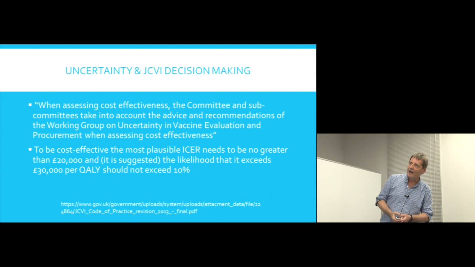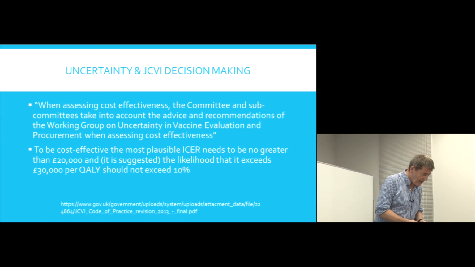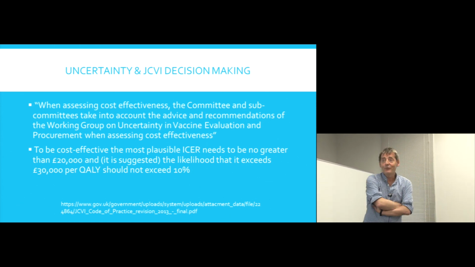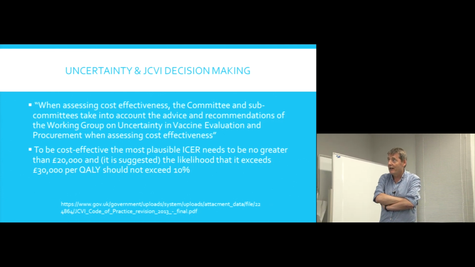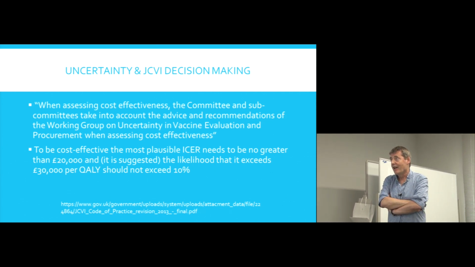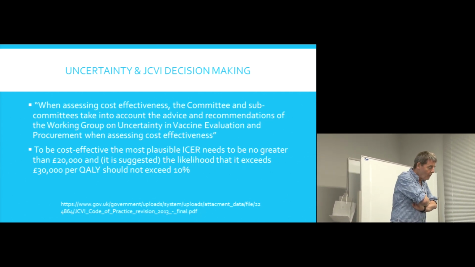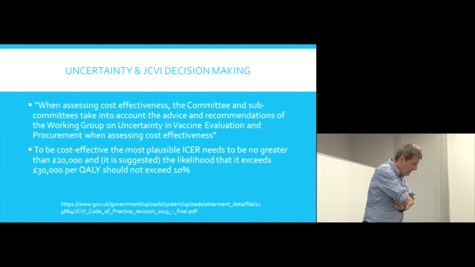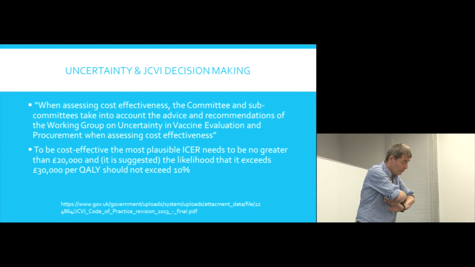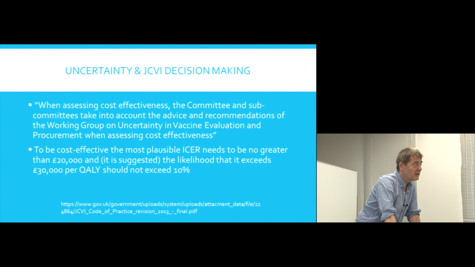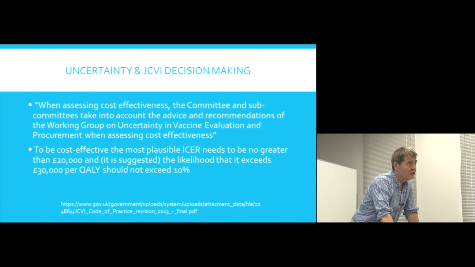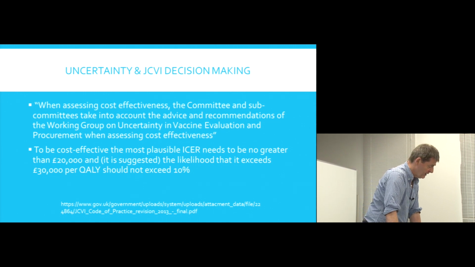Uncertainty in decision making. I'm conscious of the time and I'm almost finished. With respect to vaccines, we've got a very interesting system in England, or actually it's UK-wide for this, and that is we apply a test. We use a £20,000 threshold. Is it £20,000 per QALY gained? Does the intervention meet the £20,000 threshold? Does it generate additional QALYs at a cost of up to, but not more than, £20,000?